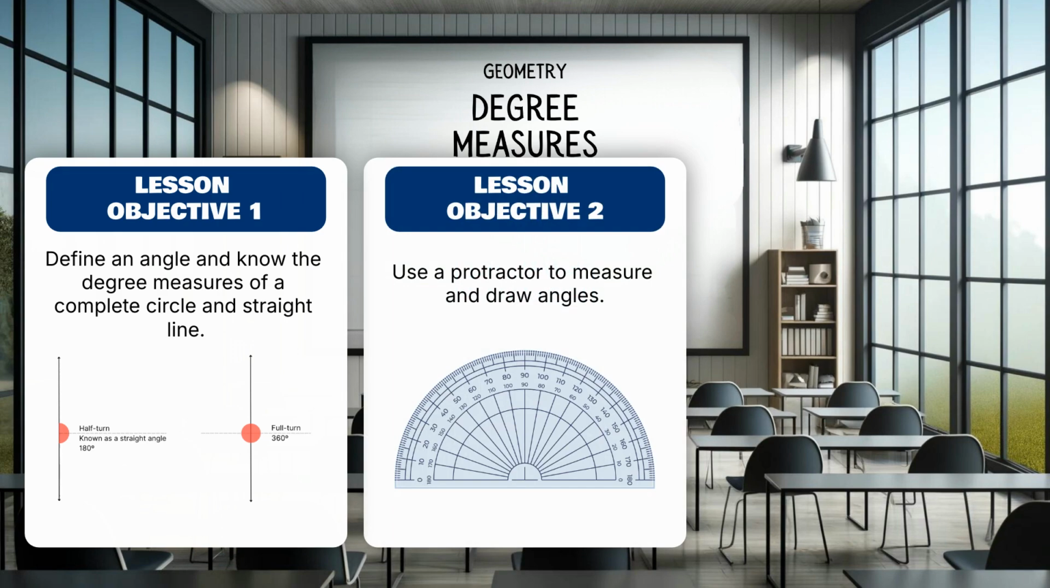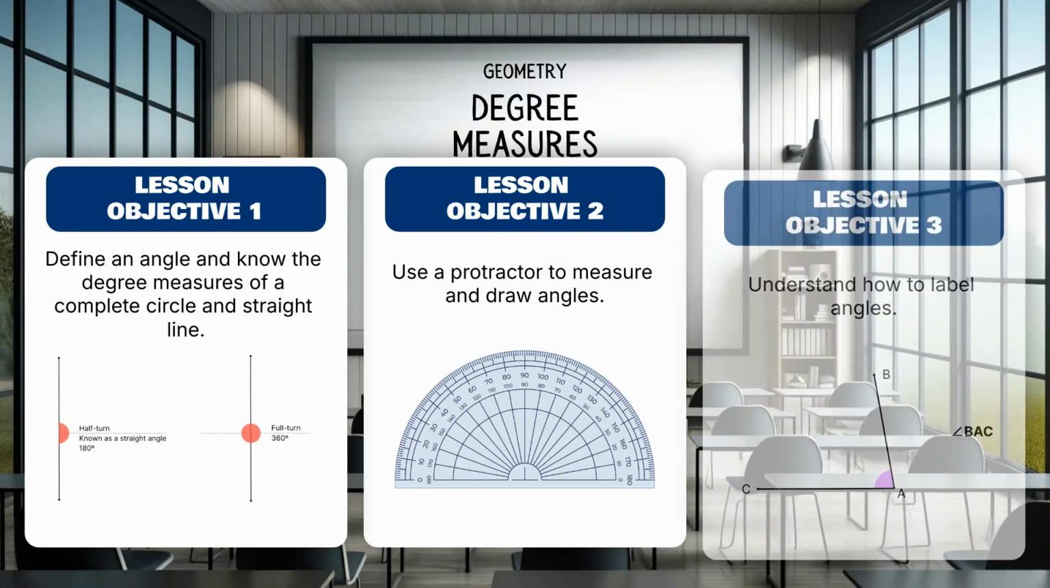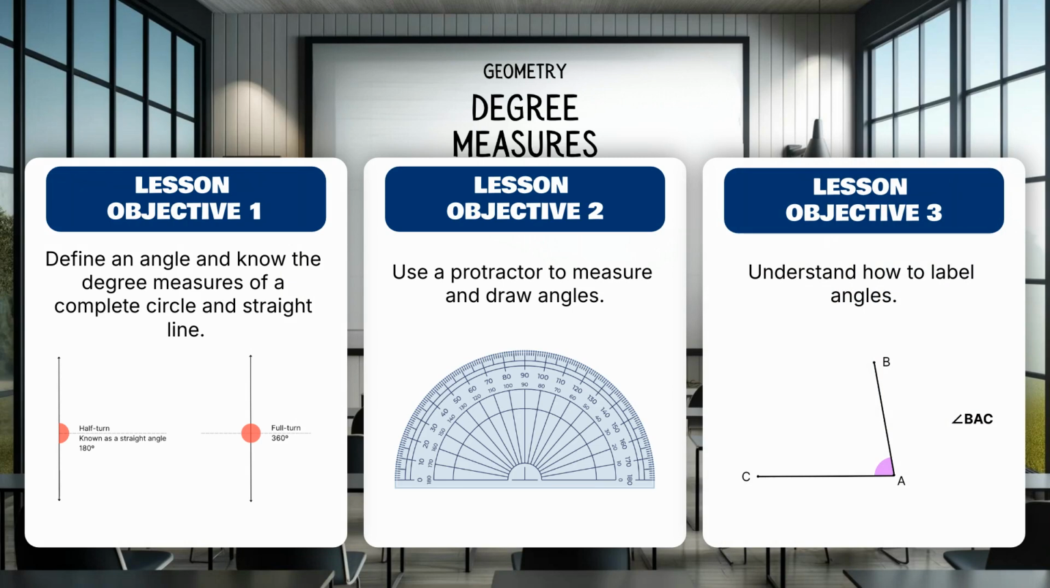Next, we'll learn how to use a protractor, a handy tool that makes measuring and drawing angles a breeze. Step by step, I will guide you on how to accurately measure an angle, draw one from scratch, and identify an angle in a given shape. Finally, we will learn the universally accepted conventions on how to label angles, which can further enhance your ability to discuss and solve geometrical problems.